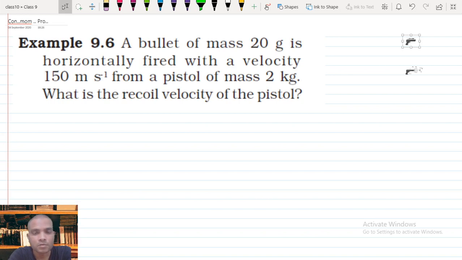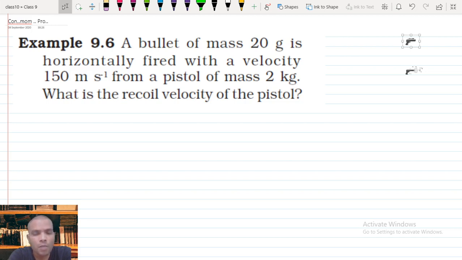Last class we learned about the law of conservation of momentum. So today's class we will solve some problems related to the law of conservation of momentum concept. So let me take a problem.